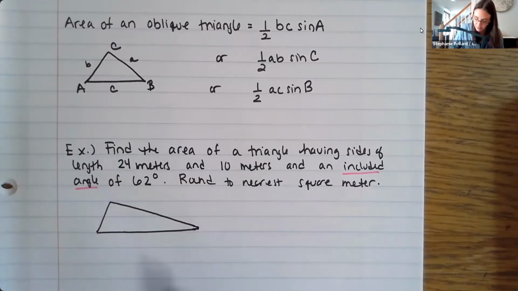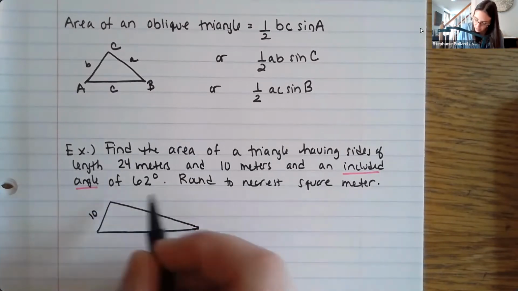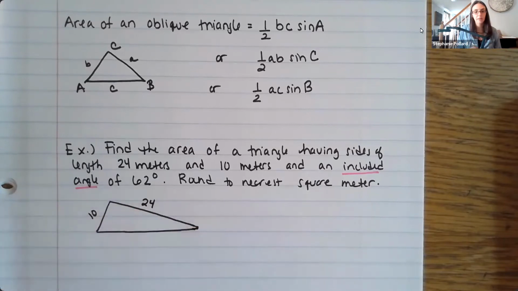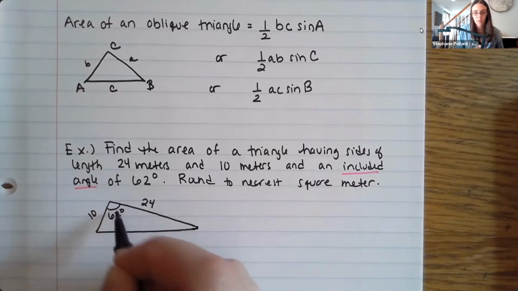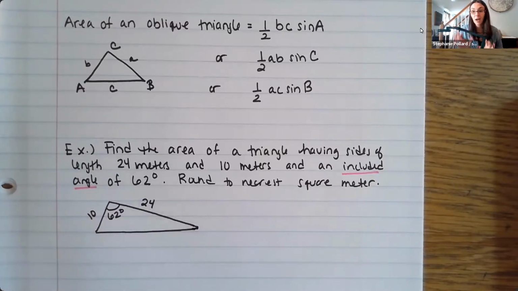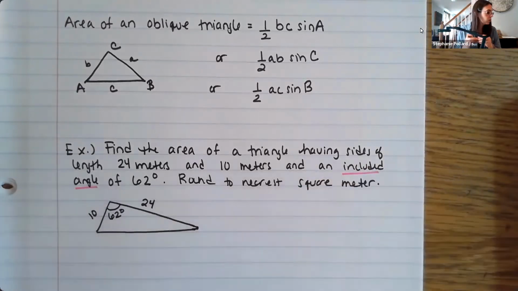Let's say that this is the 10-meter side. Let's say that this is the 24-meter side. Now, when we say an included angle, it means in between the 2 lengths. So the angle that we know, this one right here, is 62 degrees. Again, not drawn to scale. It looks more like a right triangle, but it's supposed to be 62 degrees. But the big takeaway here is when you see included angle, it means in between the 2 lengths. Which is important.